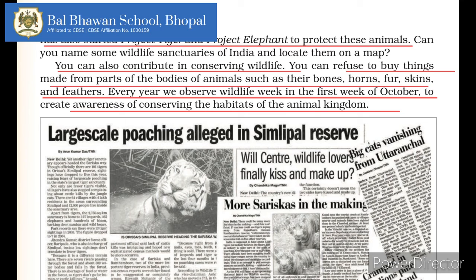In the first week of October, Wildlife Week is celebrated. This is to create awareness of conserving the habitats of the animal kingdom. The purpose of observing Wildlife Week is to create awareness among people so that they do not kill animals and save forests.